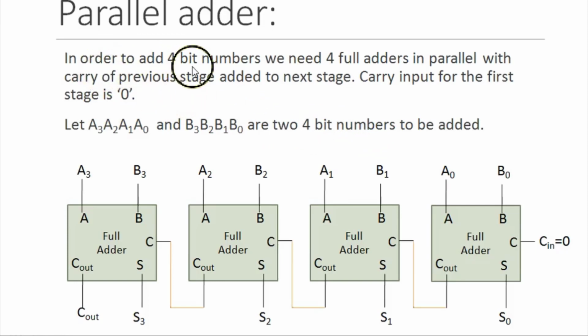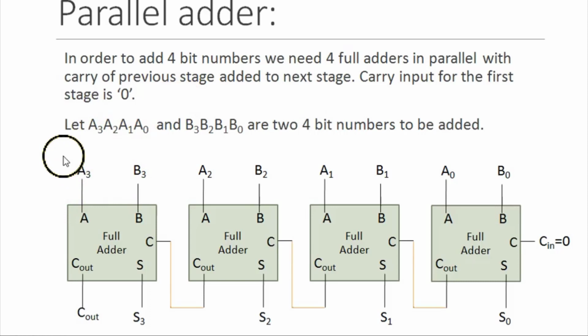In order to add two 4-bit numbers, we need 4 full adders in parallel, with the carry of the previous stage added to the next stage carry input, while the carry input of the first stage will be 0.